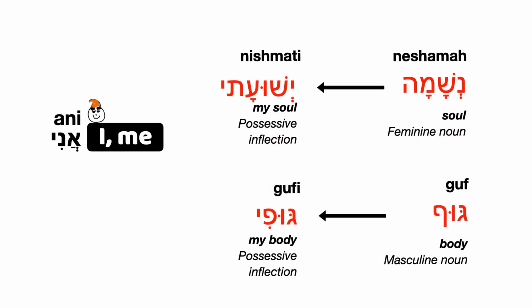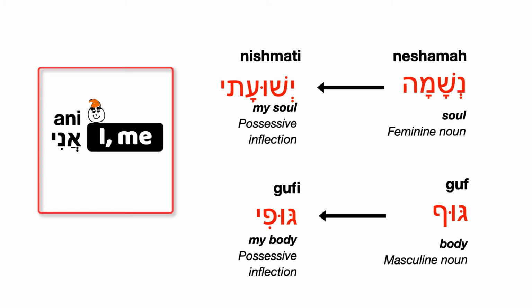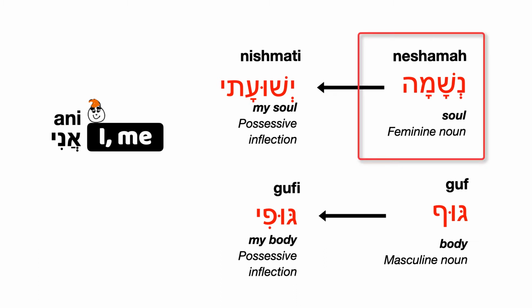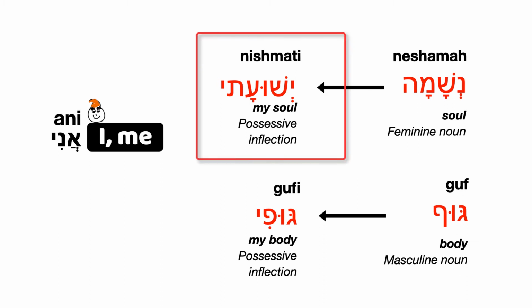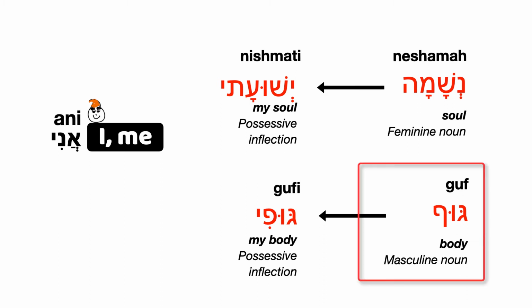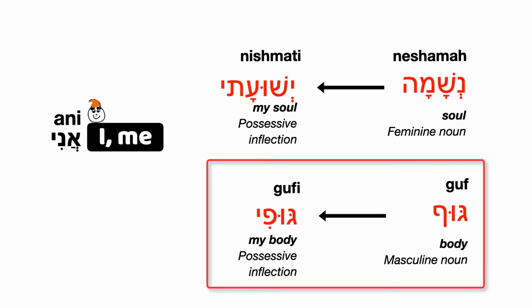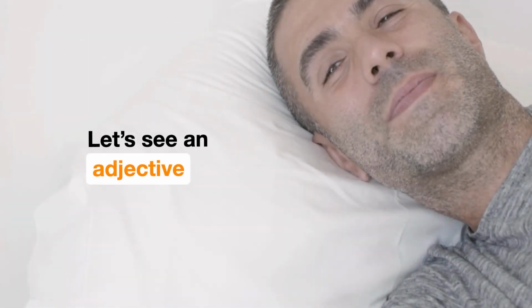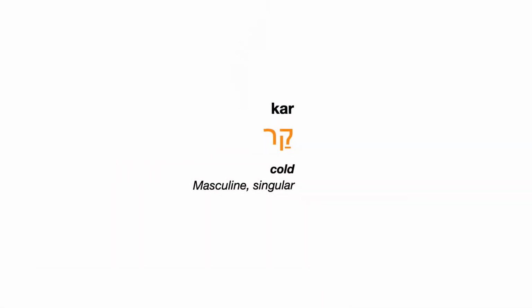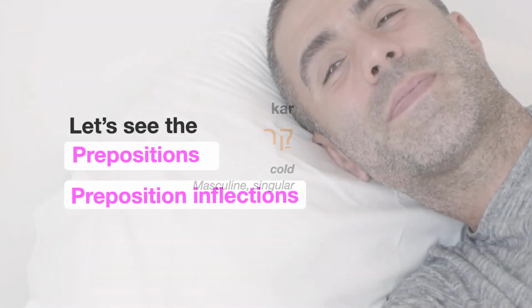Now let's see some noun inflections. Remember ani means me, so the sound of inflections would refer to that end sound of i of ani. So neshama means soul, but if you want to say my soul, you say nishmati. And guf means body. If you want to say my body, you say gufi. Neshama, nishmati. Guf, gufi. And now let's see an adjective. The adjective in this stanza is kar. Kar means cold.